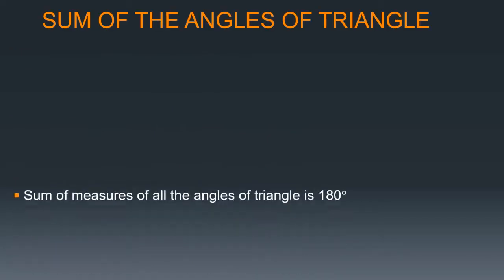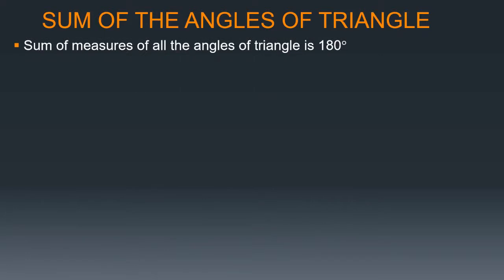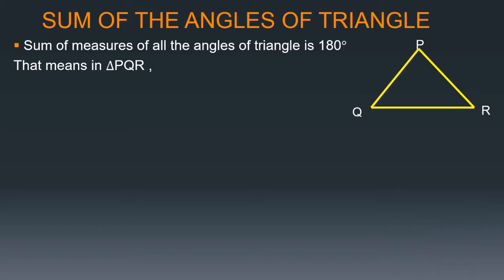Sum of the angles of triangle. We know that sum of the measures of all the angles of a triangle is 180 degree. If we consider this triangle PQR, then angle P plus angle Q plus angle R is 180 degree. Whether it is a right angle triangle or an acute angle triangle or obtuse angle triangle, their sum will always be 180 degree.